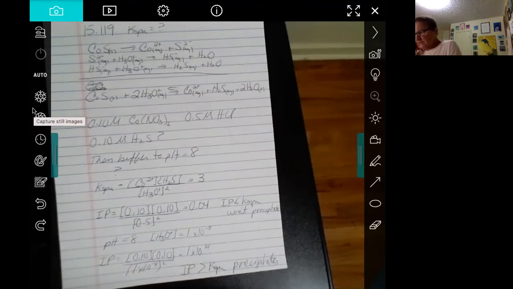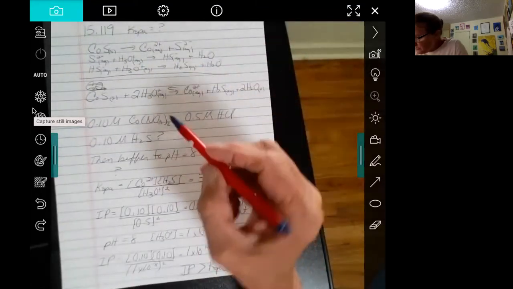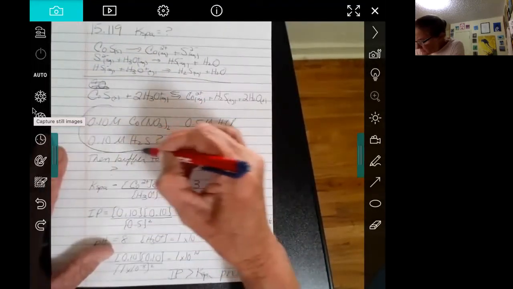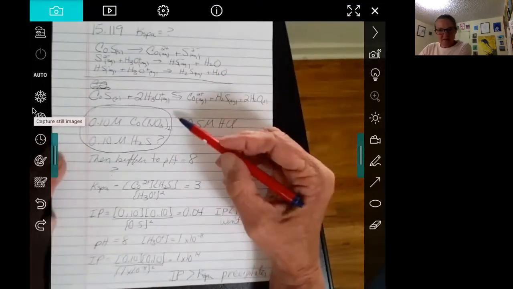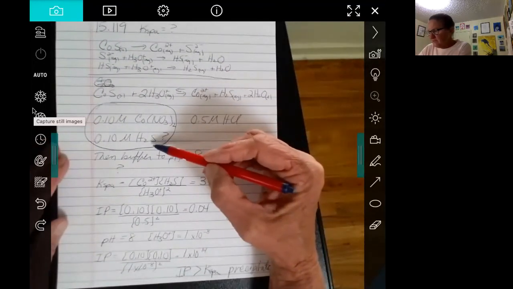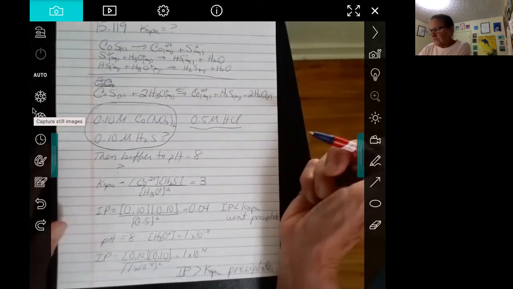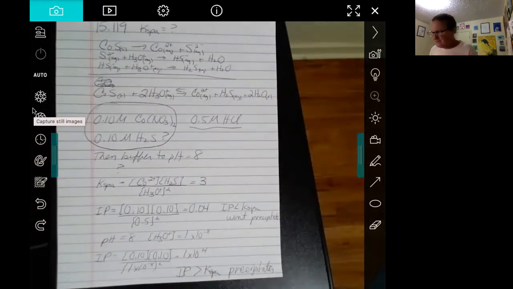are we going to precipitate out cobalt sulfide under different conditions? So the one condition that's the same, or the two, are that we have these quantities of cobalt nitrate and H2S, hydrogen sulfide. We're going to have a different pH in our two problems. But how is this going to happen?